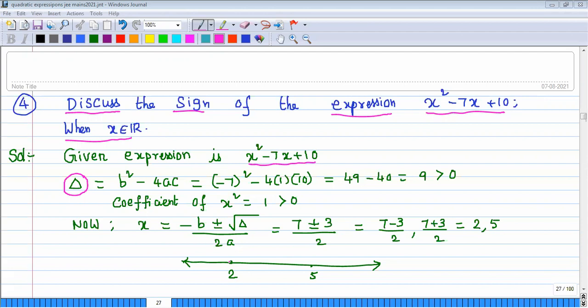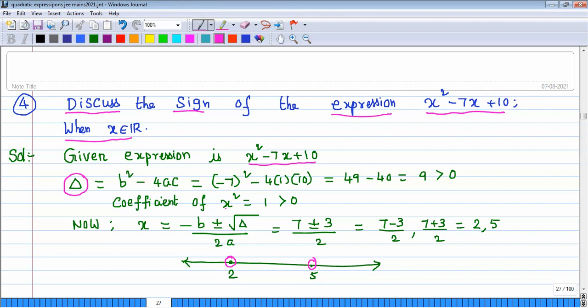When x is equal to 2 and x is equal to 5, it becomes 0, because 2 comma 5 are the zeros of this expression, zeros of this polynomial. So when x is equal to 2 or x is equal to 5, x square minus 7x plus 10 becomes 0. That is neither positive nor negative. 2 comma 5 are also called turning points, or points of inflection, in higher classes. So let us write it now.